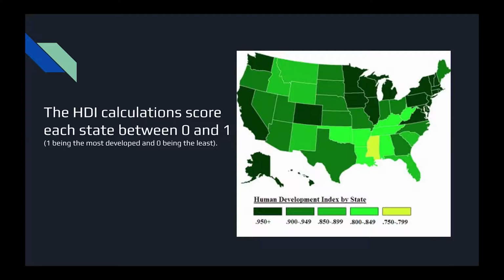So New Hampshire, the state we found to have the least child poverty at only 10%, has a high HDI score, which means it's close to 1, and therefore it's dark green on the map. And Mississippi, which we found had the most child poverty at 32.5%, is a very light green or yellow color, and that's due to its low HDI score.